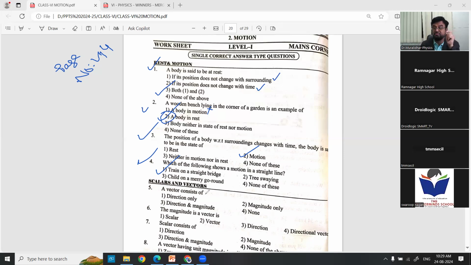Question number 5. A vector consists of what? We know a vector consists of both magnitude and direction.